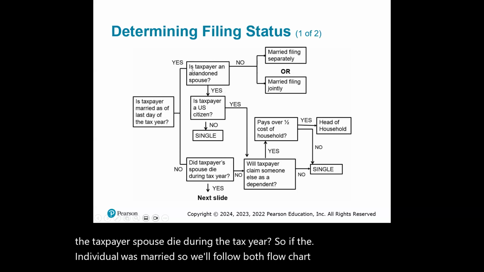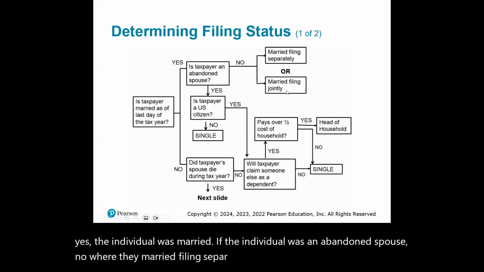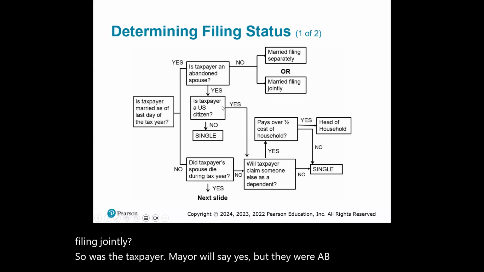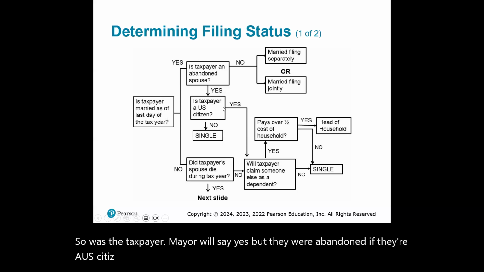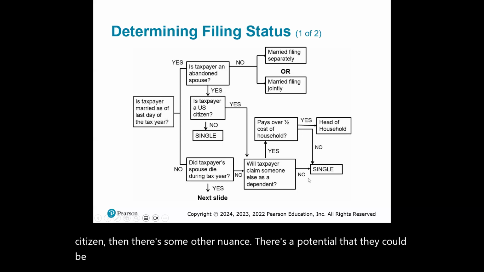We'll start off with yes, the individual was married. If the individual was an abandoned spouse, no. Were they married filing separately, or they can choose to be married filing joint? So was the taxpayer married? We'll say yes, but they were abandoned. If they're a U.S. citizen, no, then they have to file as single. If they were a U.S. citizen, then there's some other nuance. There's a potential that they could be treated as head of household, or that they can be treated as single.